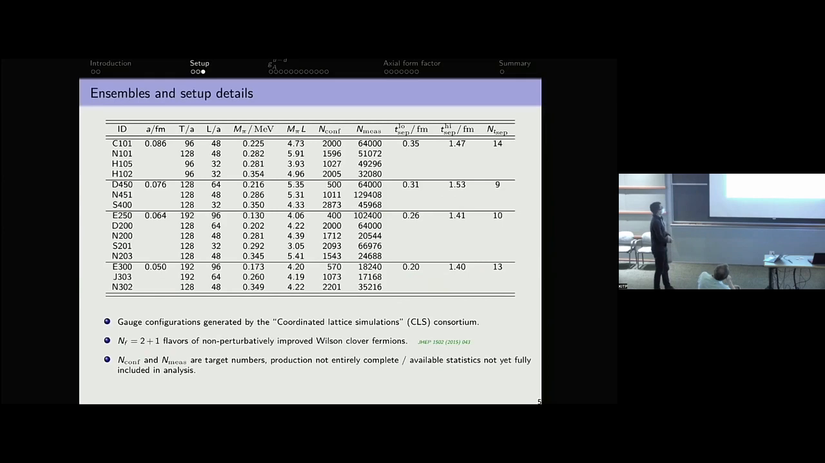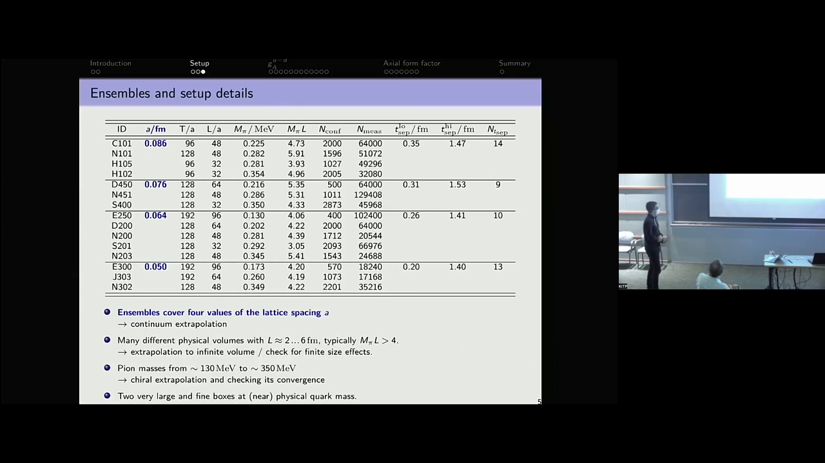Now, let me explain more about these ensembles that we're using. Similarly as in the previous talk, we use gauge configurations provided by the CLS consortium. They use 2+1 flavors of non-perturbatively improved Wilson clover fermions. Now in this table, these two numbers, the number of configurations and the number of measurements on them, are still target numbers. The production is not entirely complete. This is just to give you some idea of the number of measurements being done there. So it's typically of the order of 50 to 100,000, and in some cases less or a bit more.